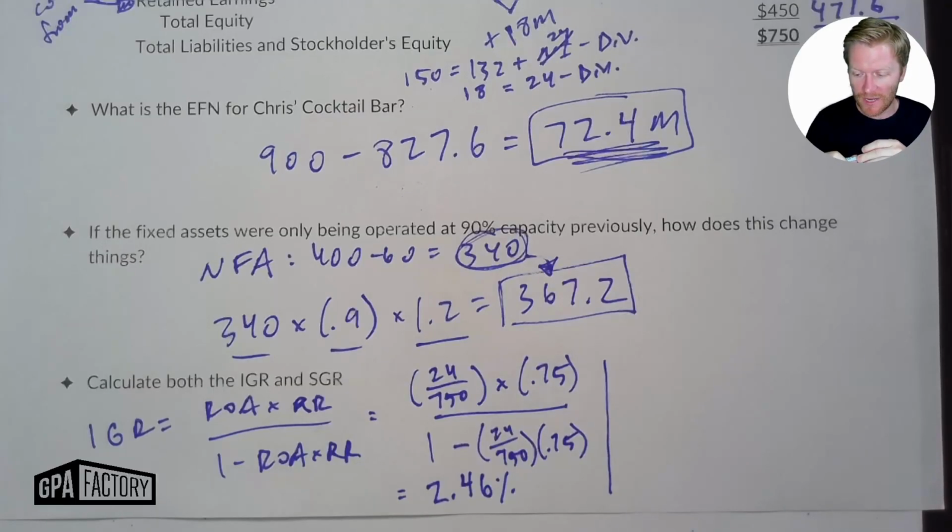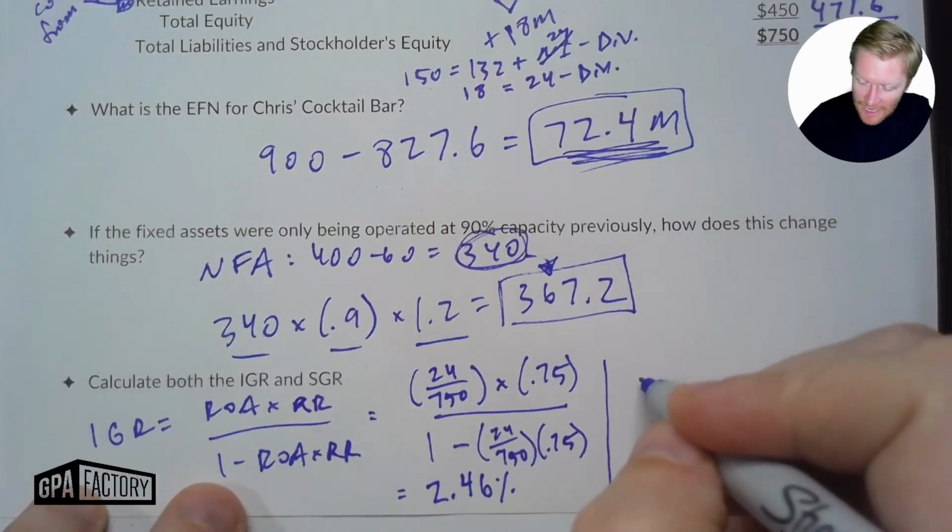That is the growth rate that could sustain that. Anything above 2.46%, and we're going to have to go to issuing new debt, or we're going to have to go to issuing more shares of stock or some other external source.